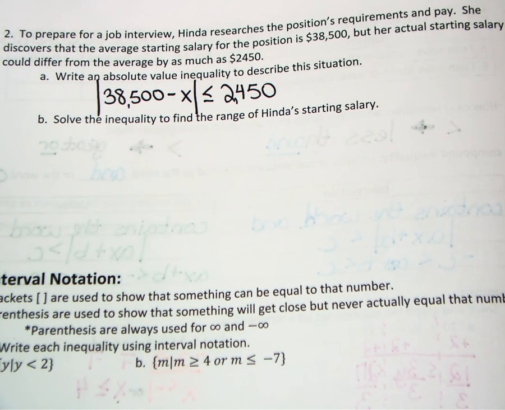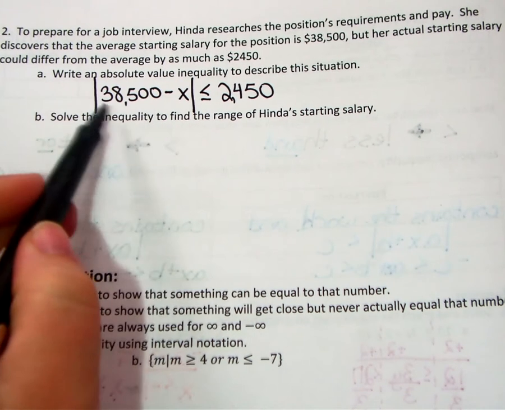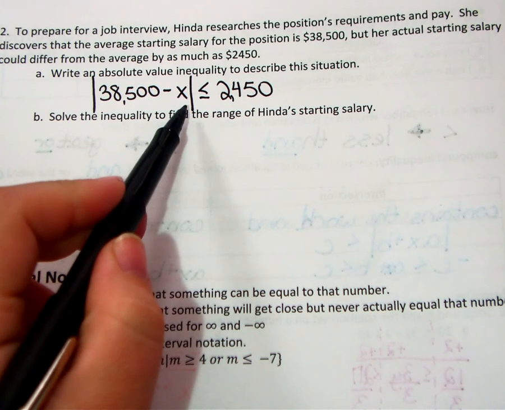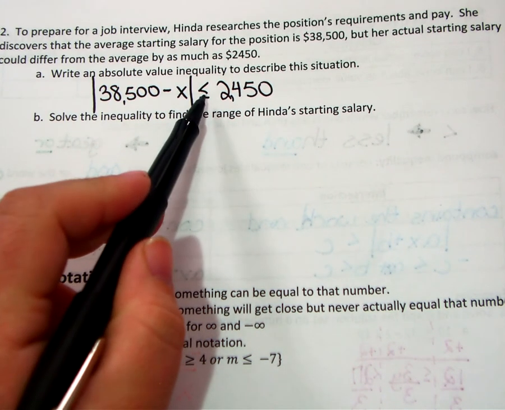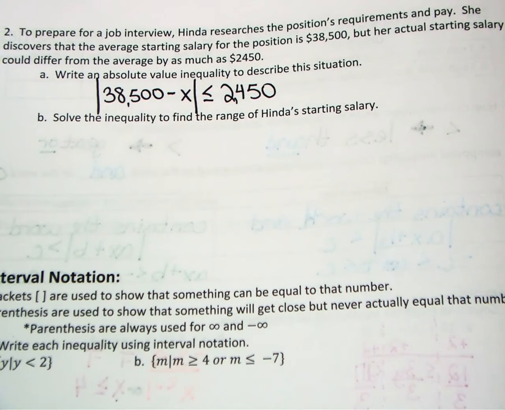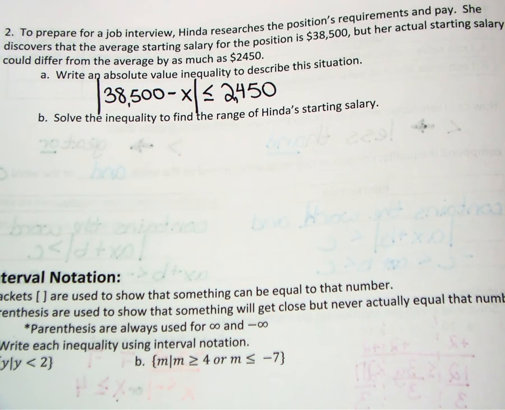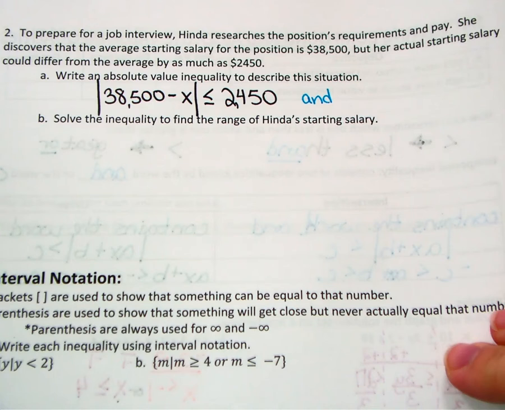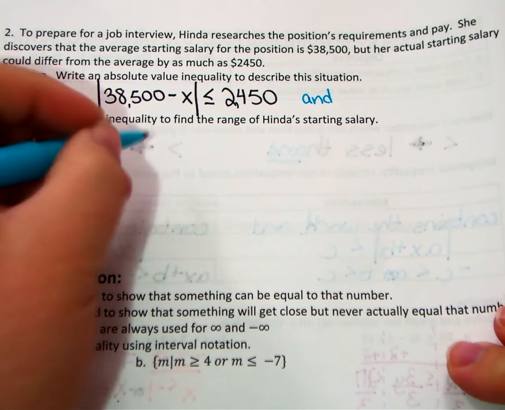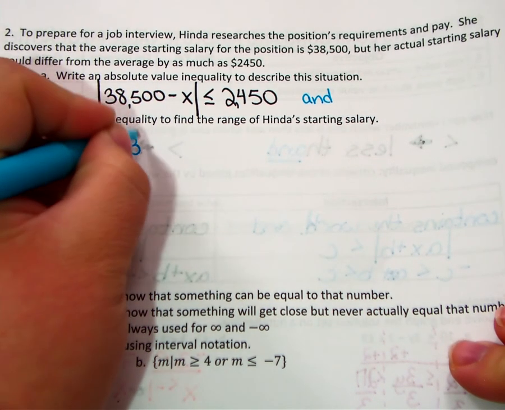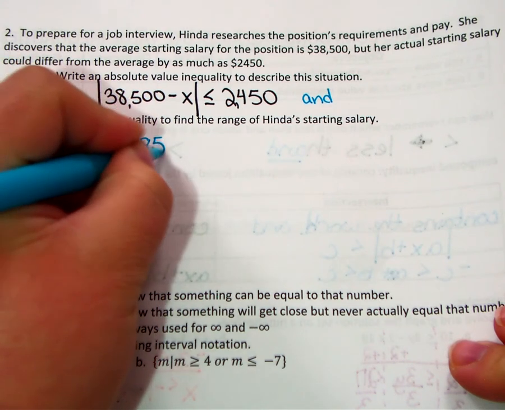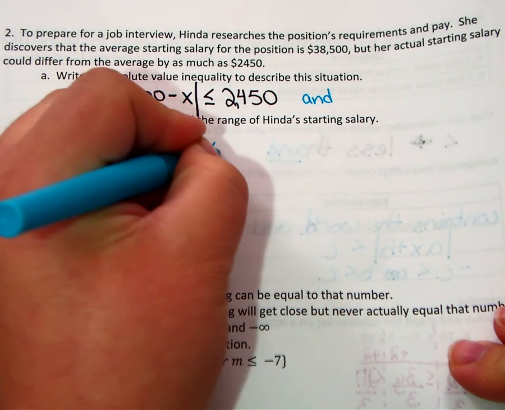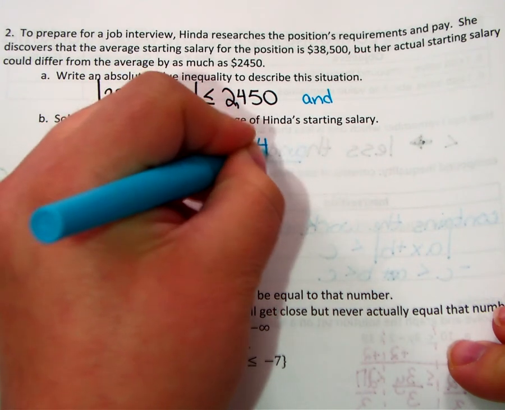To solve this, we need to decide, is this an or problem or an and problem? My absolute value is by itself, and it's on the left side of the inequality. So I look at the inequality. It is a less than inequality, so that means that this is an and problem. To solve this inequality, we write one of them exactly as we see it, copy it down without the absolute value symbols.